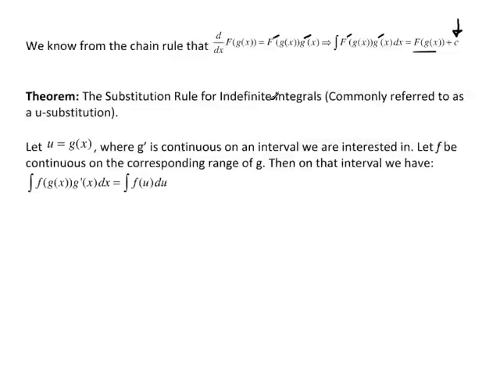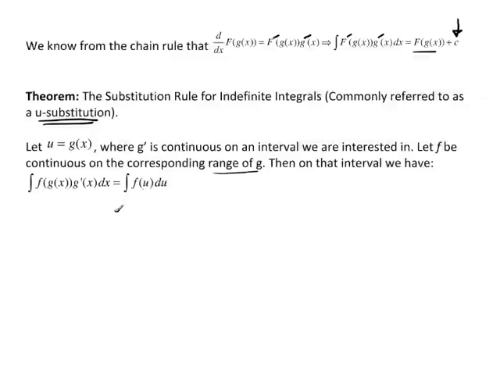So this is the basic idea behind what's commonly known as a u substitution. The substitution rule for indefinite integrals is commonly referred to as, like I said, the u substitution. So let's let u equal g of x, where g prime is continuous on an interval that we're interested in, and let f be continuous on the corresponding range of g. Then on that interval, the integral of f of g of x times g prime of x dx is actually equal to the integral of f of u du.